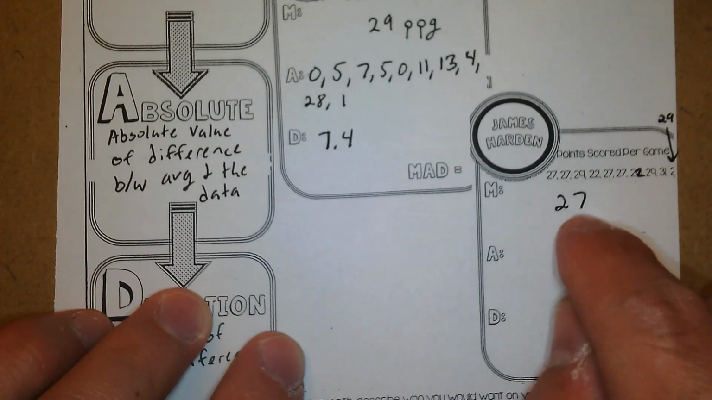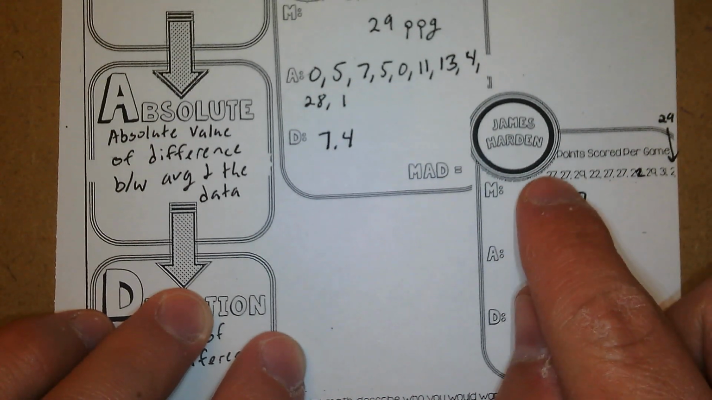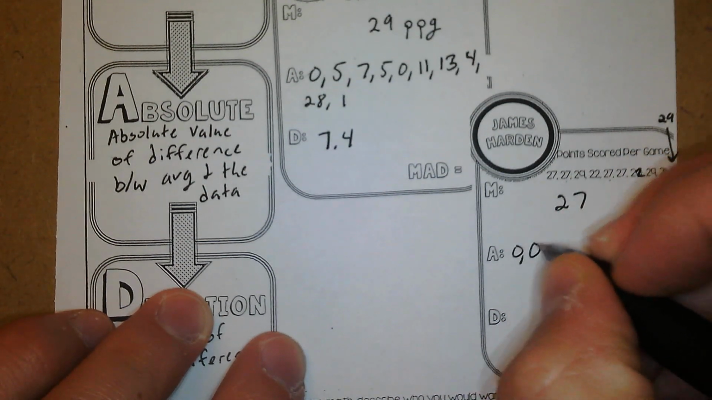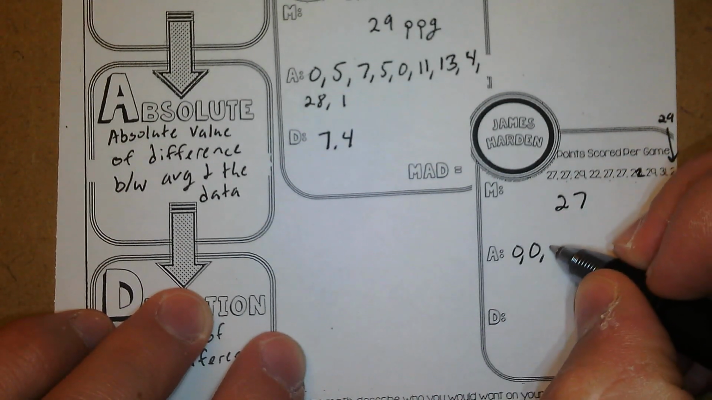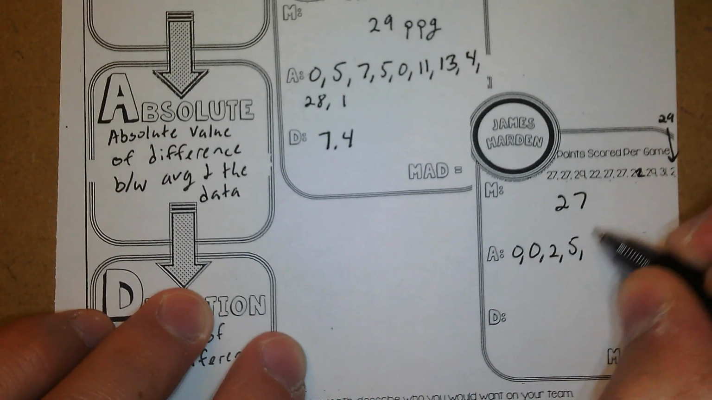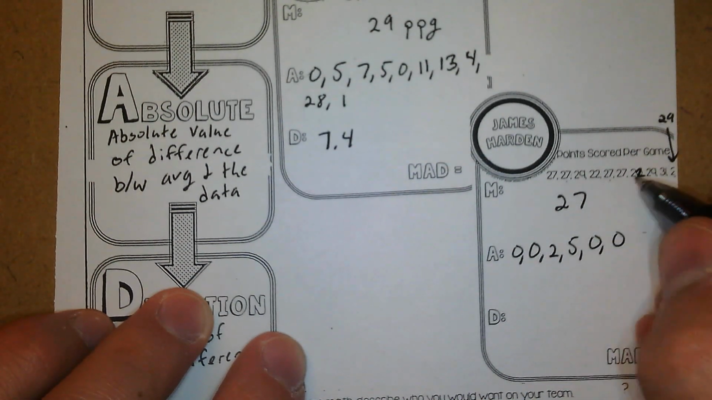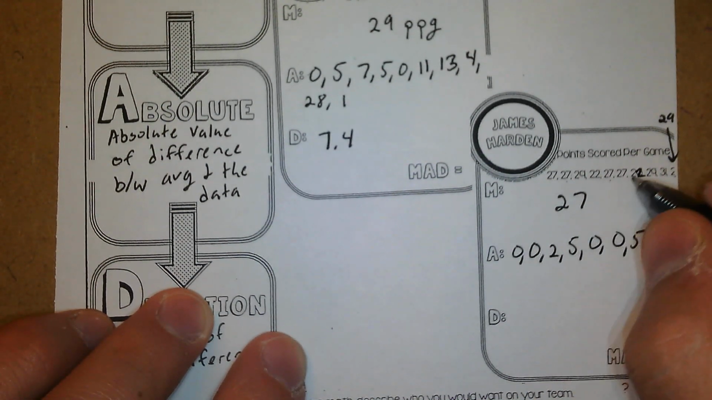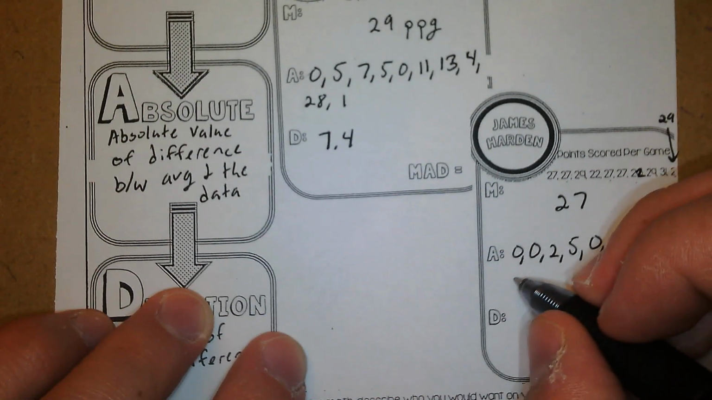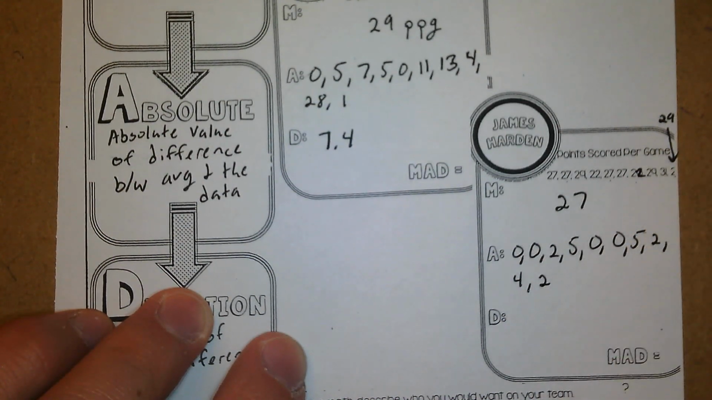Then to find the absolute, we take 27, my average, and find the difference to each point. 27 to 27, the difference is 0. 27 to 27 is 0. 27 to 29 is 2. 27 to 22 is 5. 27 to 27 is 0, 0 again. 27 to 22 is 5. 27 to 29 is 2. 27 to 31 is 4. 27 to the last one, 29, is 2.